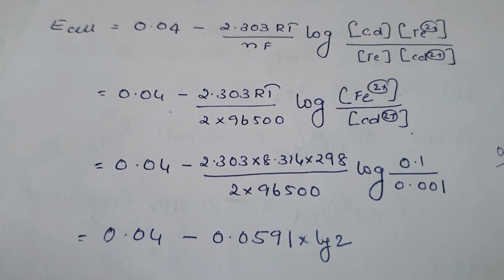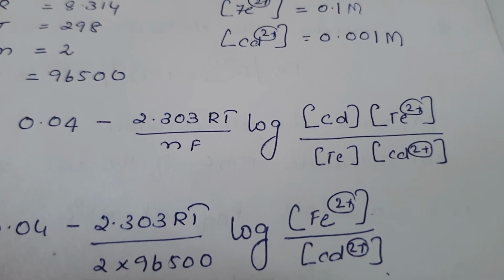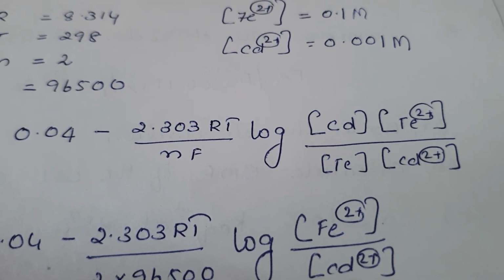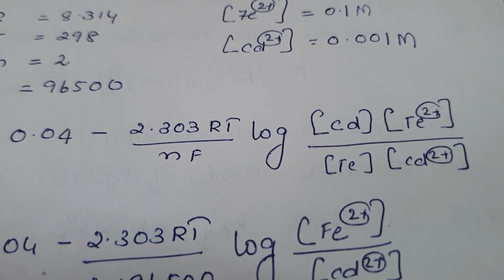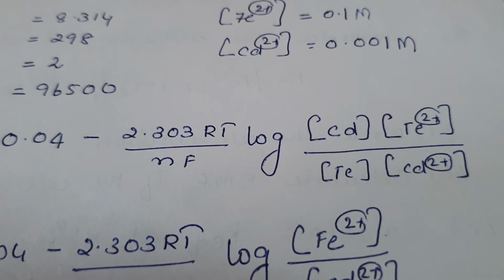So this is the numerical problem. So if you are given a cell, you can write down the cell reaction, then we can calculate E naught of the cell, then we can make use of Nernst equation, equilibrium constant, delta G, etc. Okay, so that is what. Thank you.